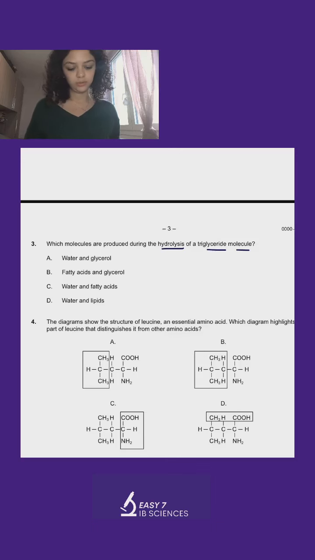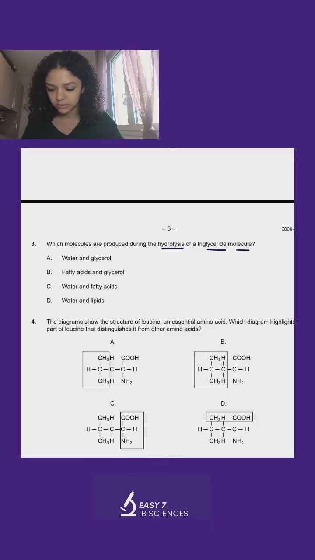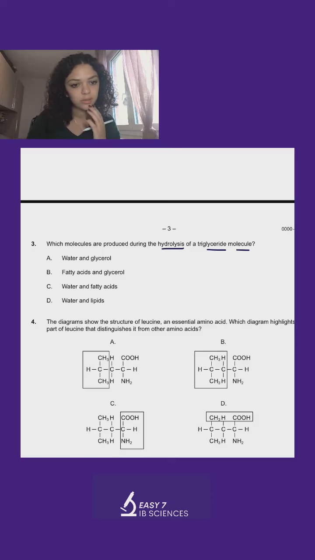Let's see. So triglyceride, we know it's part of the lipids unit. Someone said A, water and glycerol. Does water make up our triglyceride? Or is it something else? You got the glycerol part correct. Someone said C. So hydrolysis of triglyceride molecule. We have B's, C's. Okay, I'm seeing a lot of B's. Very good, guys. It is B.